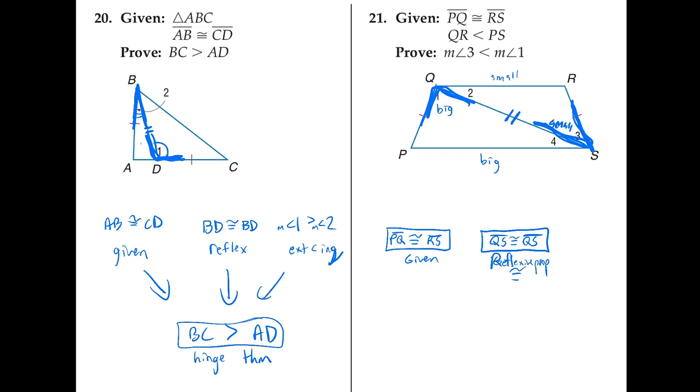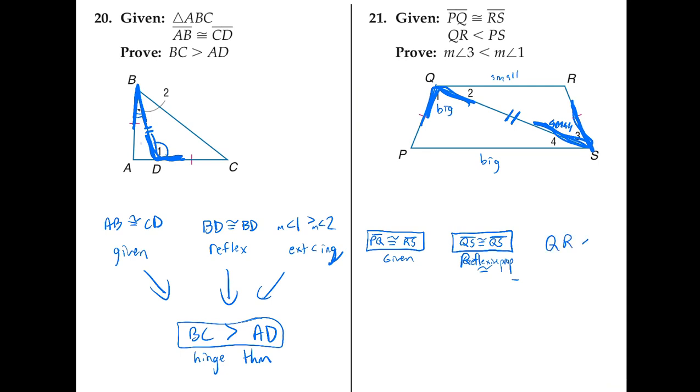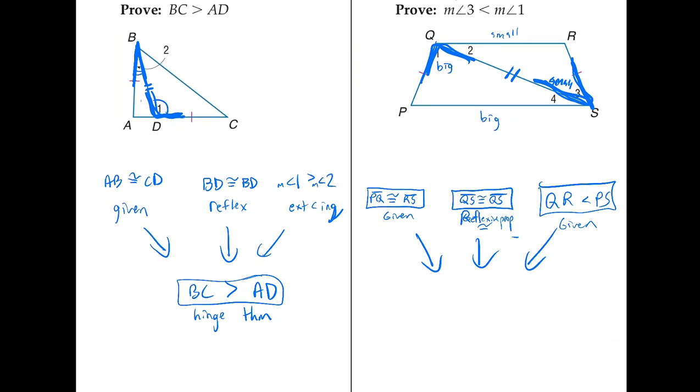Okay, so now we've got this set of sides and this set of sides. And then we have the third thing, which we were given, which is just the relationship between the sides. So that is that QR is less than PS. And so now that we have three sides, one being different, but the other two being the same, that's the SSS inequality that tells us that the bigger side opens up to the bigger angle, and the smaller side is opening up the smaller angle. So that tells us the measure of angle 3 is less than the measure of angle 1, written in the same order as they want. And that's the SSS triangle inequality.